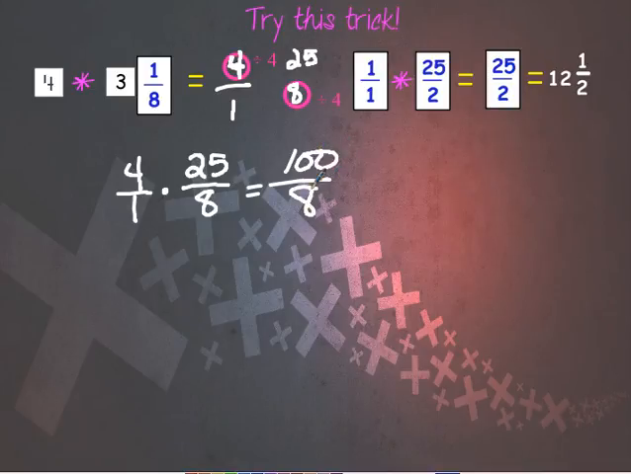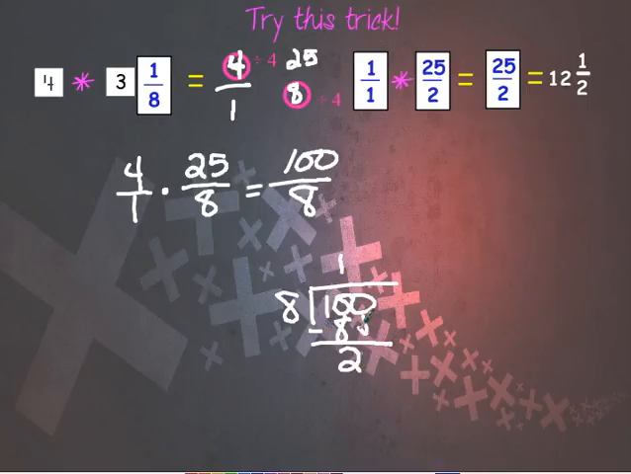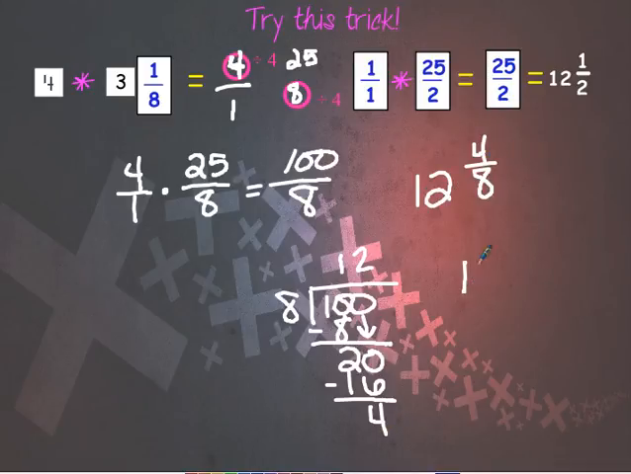I know 8 goes into 100, and this is where it's a lot easier when your numbers are smaller, because I have to look and say, okay, 8 goes into 10 once. I'm left with 2, bring down the 0. 8 goes into 20 2 times. 2 times 8 is 16, and I have a leftover of 4, so I get 12 and 4/8, which if you simplify it becomes 12 and 1/2.